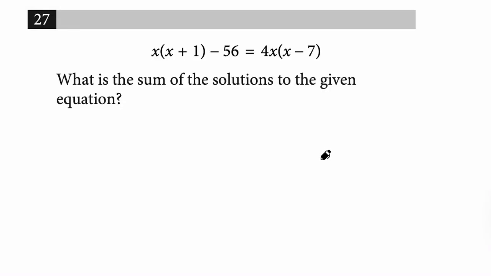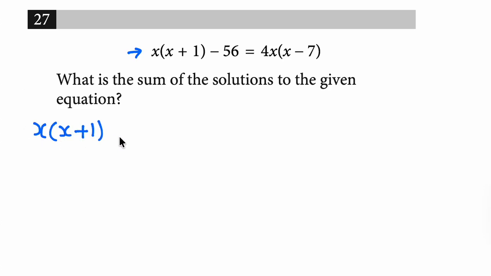Question 27, last question of bundle 10 module 1. (x + 1)(x − 56) is equal to 4x(x − 7). What is the sum of the solutions to the given equation? Okay, first of all, the given equation is not in the standard form. So let's convert it into standard form first.